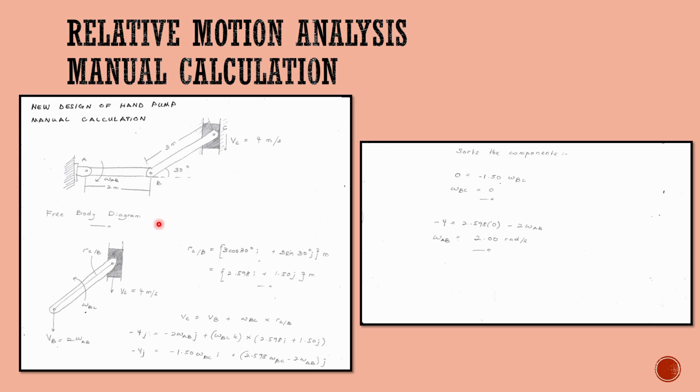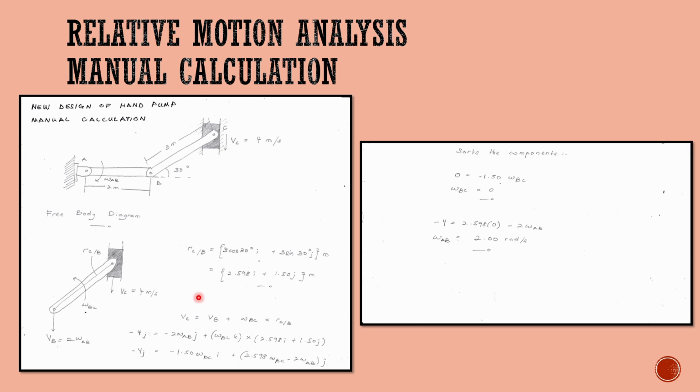After that, all the parameters need to be inserted into the equation of velocity at C by using the method with i, j, k components as shown in this calculation. This is the equation for velocity at point C.